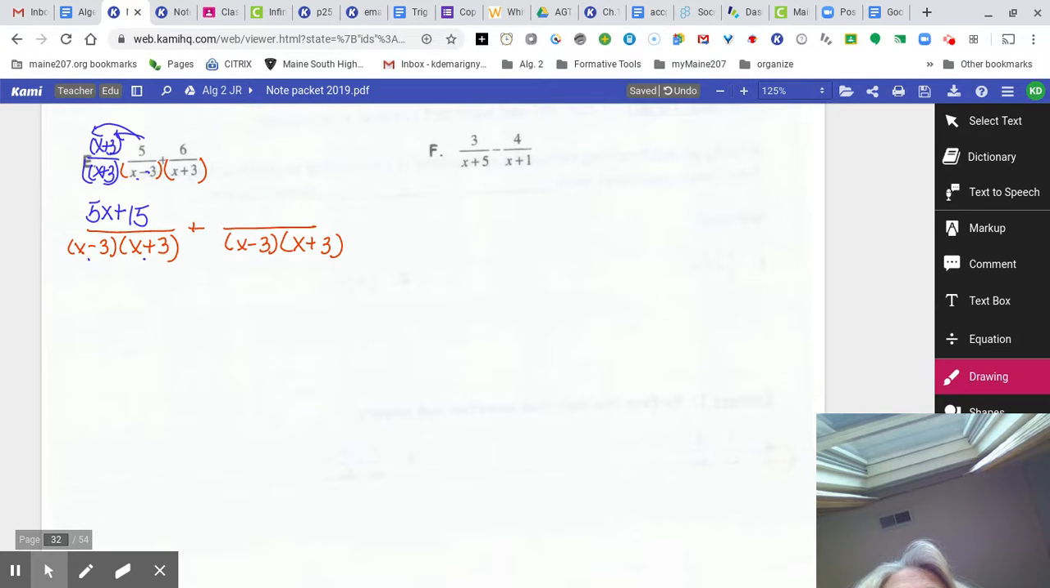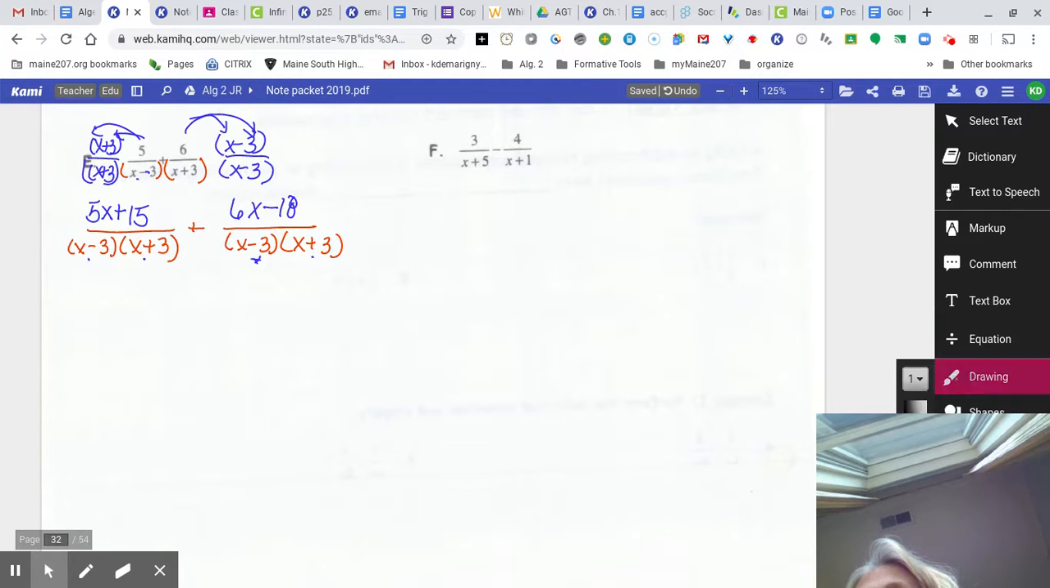Then there'll be the plus sign in between, and then I see that I already have the x plus 3, and the one I'm missing is x minus 3. So I'm going to multiply by x minus 3 over x minus 3. Now, I've checked to make sure this is a plus, because if it's not, I'm going to have to do one more step. So distribute this, so it's plus 6 times x is 6x, and 6 times negative 3 is negative 18. Perfect. Now, I have common denominators, so I'm going to draw one big fraction.